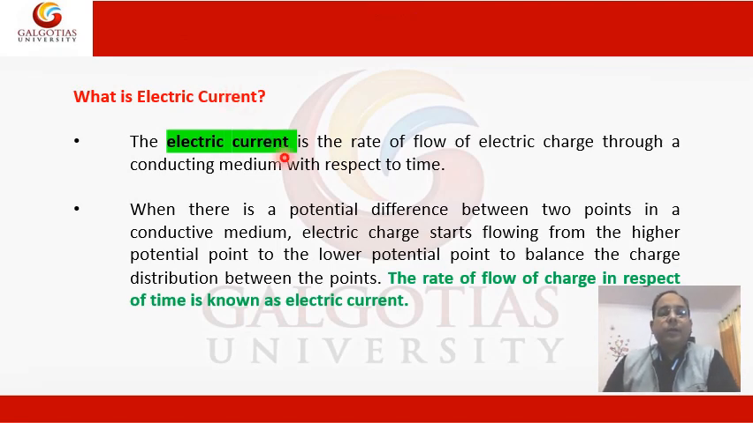To get into the deep knowledge of these laws and the different components, just have a look at the electric current. What do you mean by electric current? Electric current is nothing but the rate of flow of electric charge from one point to another point. When there is a potential difference between the 2 points, charge will flow from the higher potential to the lower potential to balance the distribution. So we can say the flow of the charge with respect to time is the electric current.